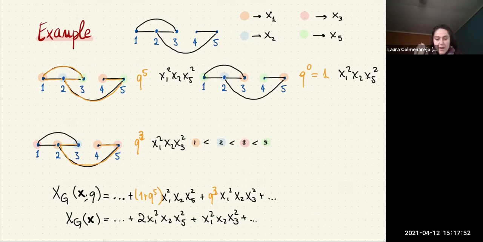Okay, so that is what I'm thinking about, like a refinement using q-analogs. It means that this number 2 now, I'm gonna look at it as 1 plus q to the 5. If I put q equals to 1, then I'm recovering my coefficients here.